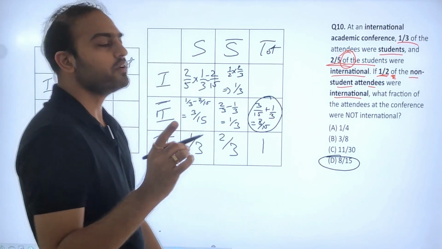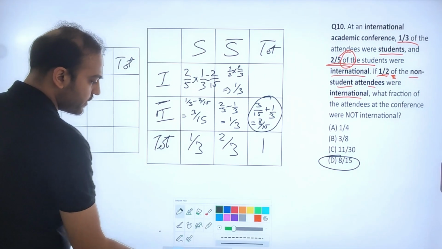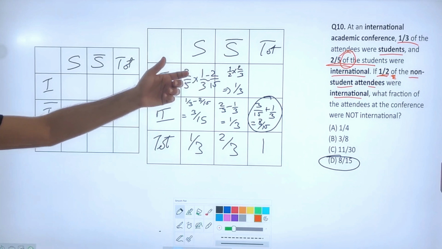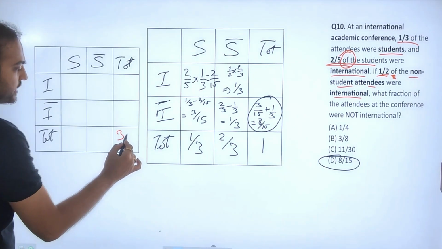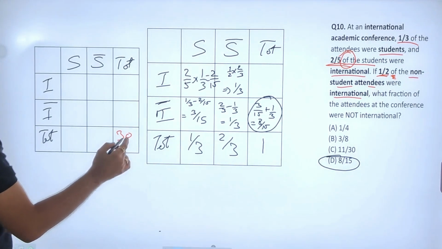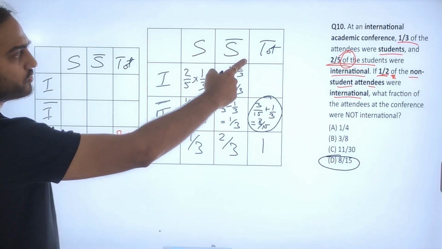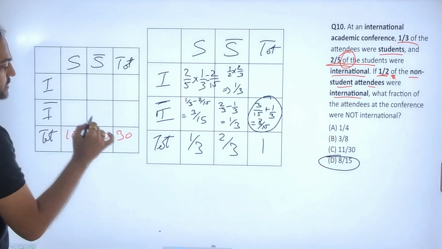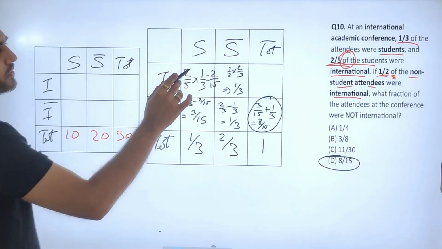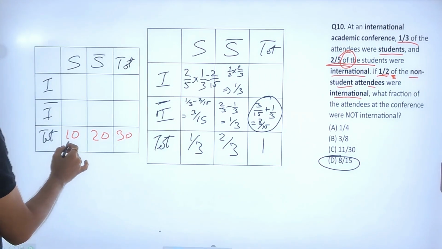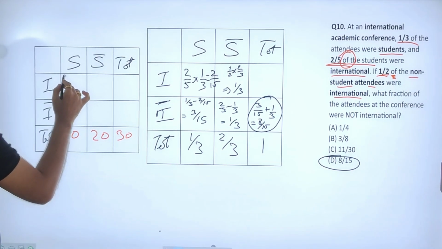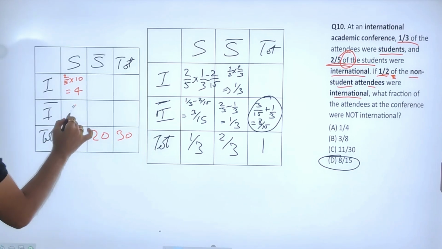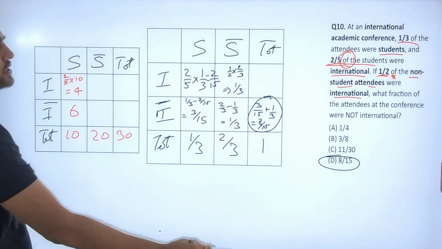2, because 3, 5 and 2 are my denominators. So let's take a value that goes by 3, 5 and 2. That is simply 30. Now let's just fill the table. We have 1/3 were students, which means 10 are students, which means 20 are non-students. 2/5 of students were international. So 2/5 of this 10, that is 4 were international, which means 6 students are non-international.